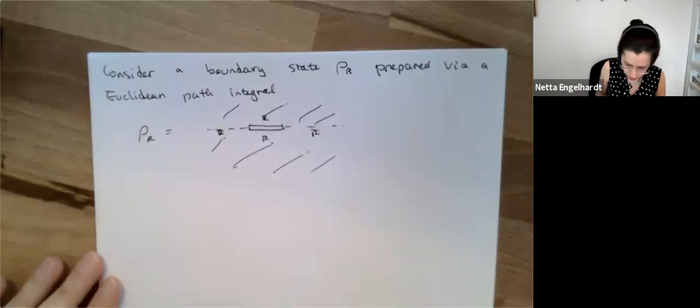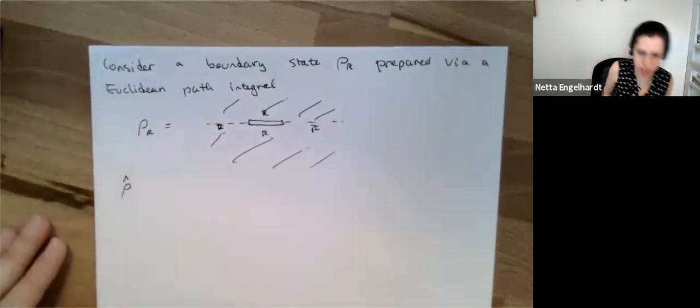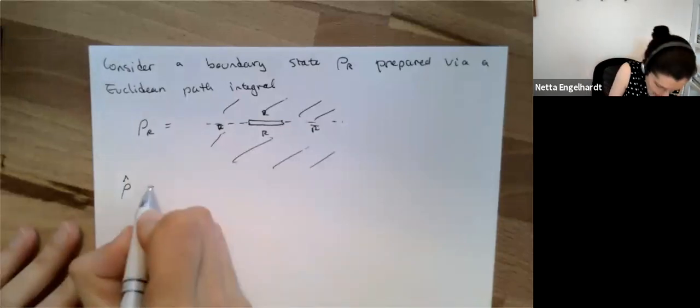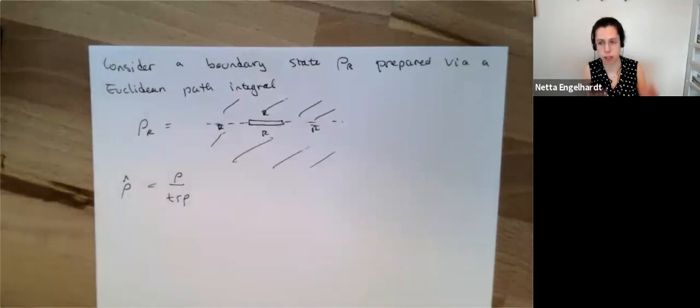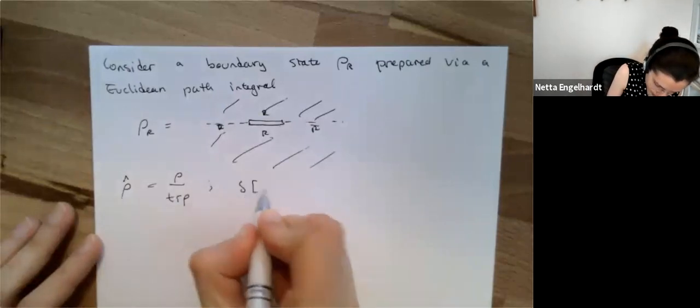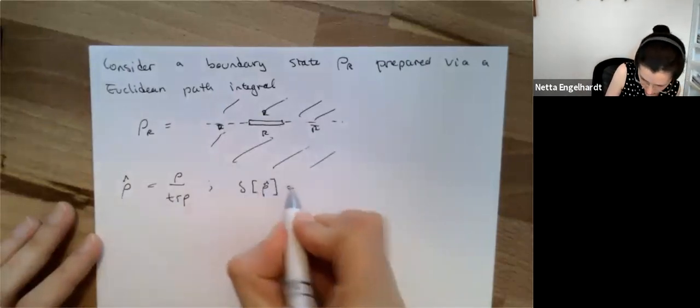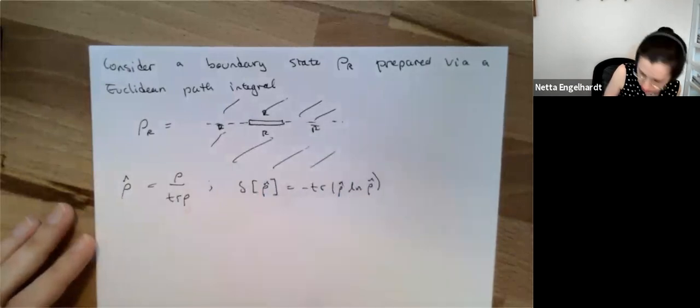It's always going to be with R. We'll make it a little messier if I keep it there. So we'll define rho hat, the normalized state. It's just going to be rho over trace rho, since the gravitational path integral does not have to give us a normalized state. And we want to compute S of rho hat, which of course is minus trace rho hat log rho hat.